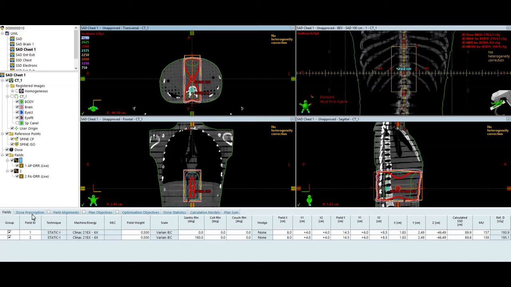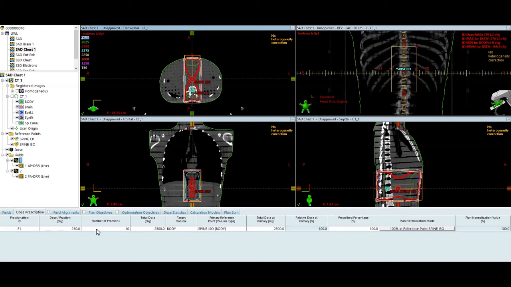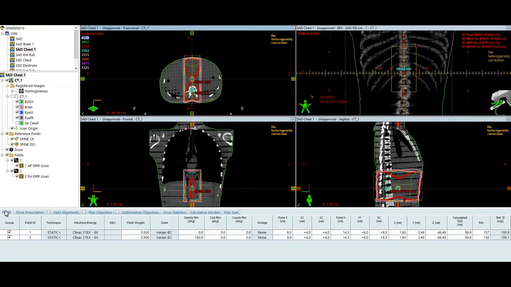If we did have heterogeneity corrections, the only thing that you would have to do is use the water equivalent depth for your monitor unit calculation. This example is going to be calc to isocenter. I have 250 centigray times 10 fractions. 250 centigray times 15 fractions is 3750, which would be maybe a classic palliative dose. My reference point is isocenter, and I'm prescribed at 100%. My monitor units are 157 and 158.